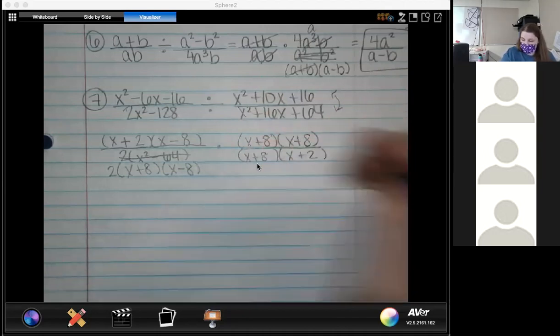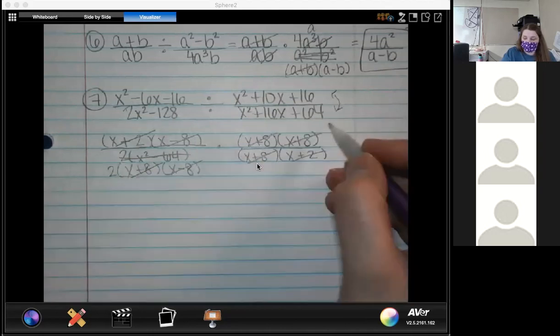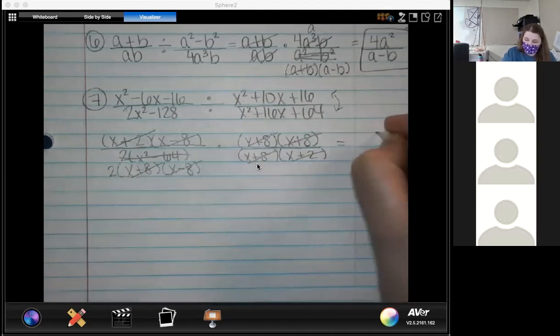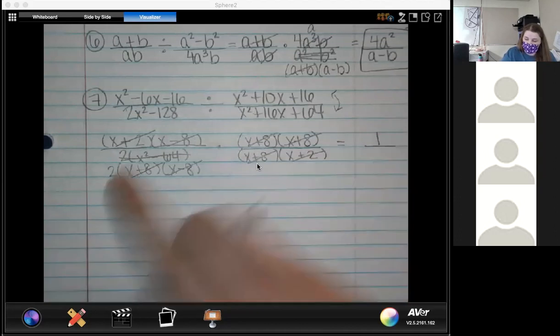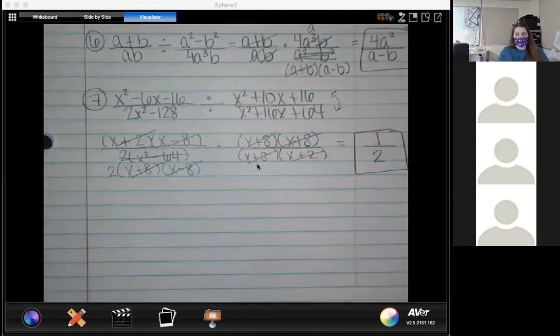So when we start simplifying, we get x minus 8, x plus 2, x plus 8, x plus 8. All the expressions are gone. In the numerator, I should be left with a value of 1. In the denominator, I'm left with a value of 2. This whole thing simplifies to 1/2.